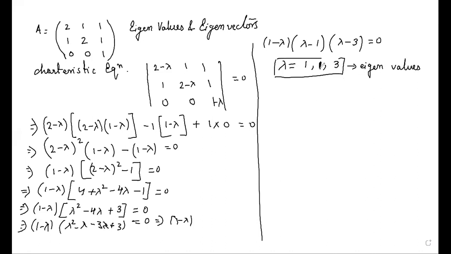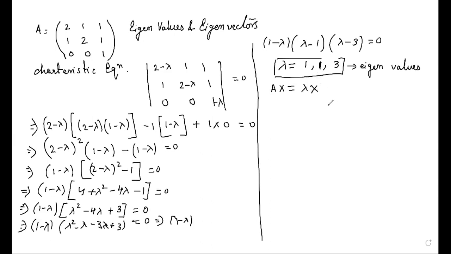Since 1 is the double root, you can see in the further part that corresponding to 1, you will be getting 2 distinct eigenvalues. So let us do that at first. Let us start with lambda equals 1. For eigenvalues, the equation we need to satisfy is Ax equals lambda x.